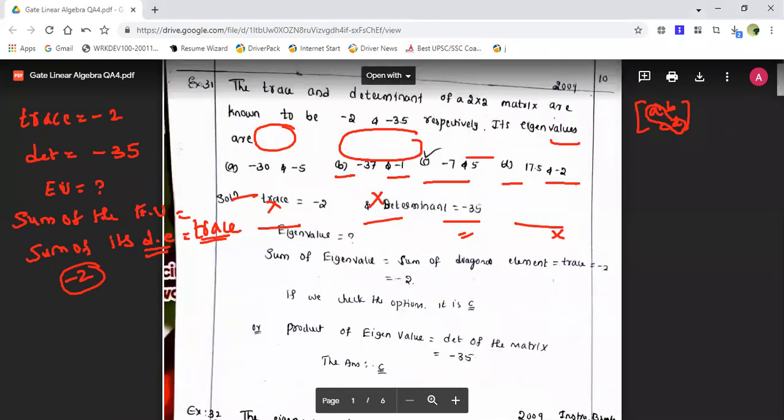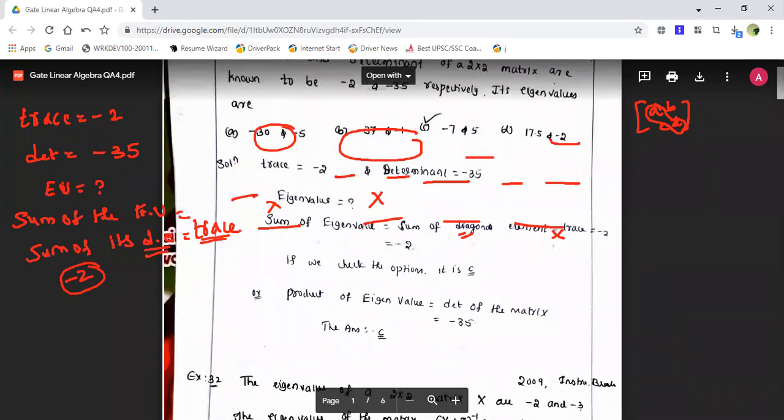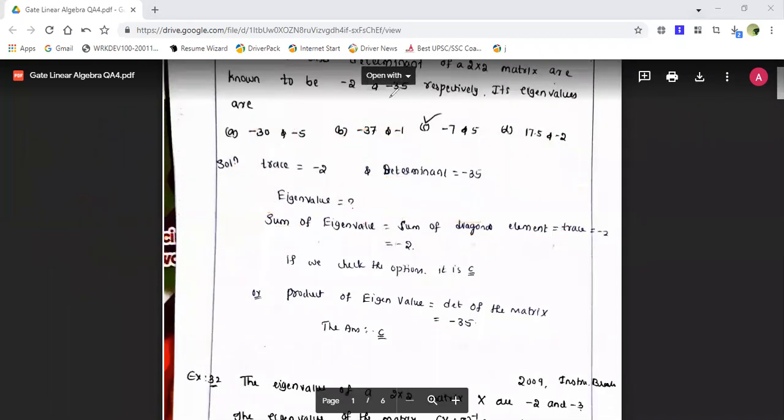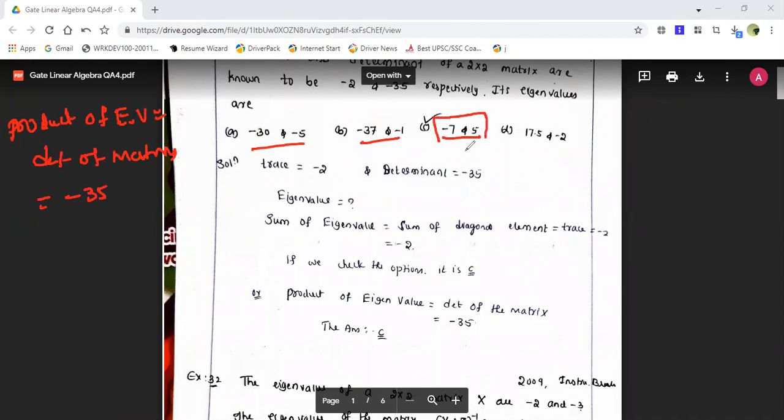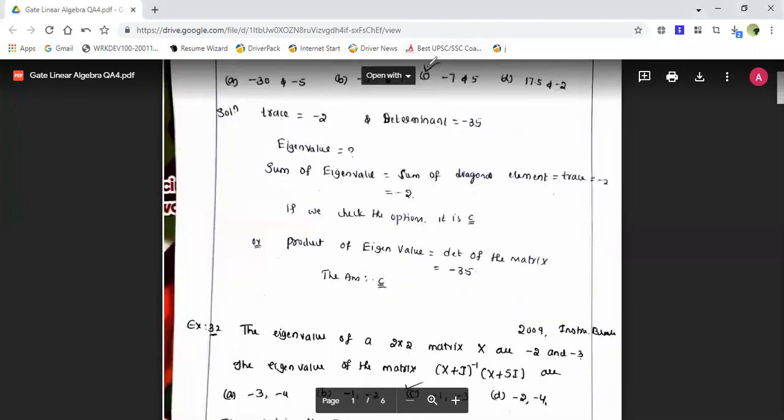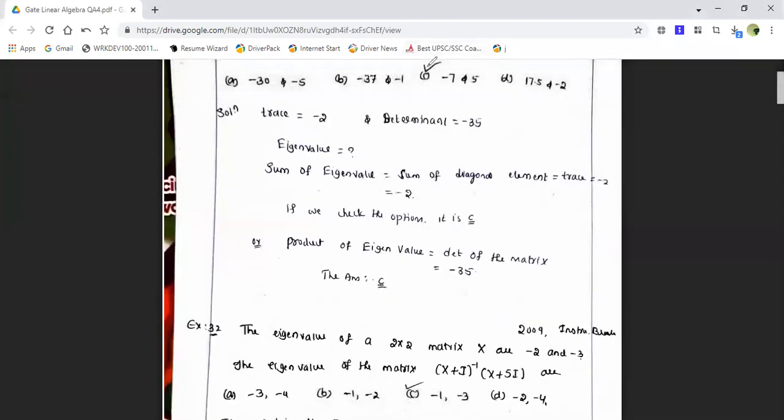What is that property? We know that the product of eigenvalues, because we also have the value of the determinant here. Please remember this property: the product of eigenvalues will be equal to the determinant of the matrix. So this is equal to minus 35. Again you check which of the eigenvalues will give you the product. This is again minus 7 and 5. So therefore option C is the correct option. This is how, guys, you have to use the trick and some of the properties with respect to the eigenvalues, and you can solve the problem.